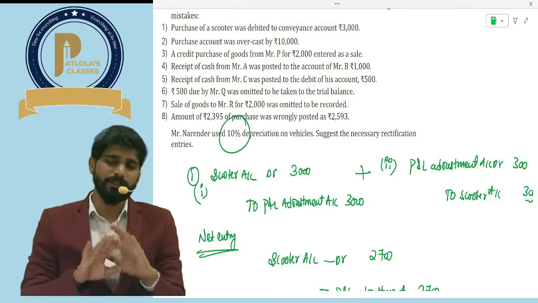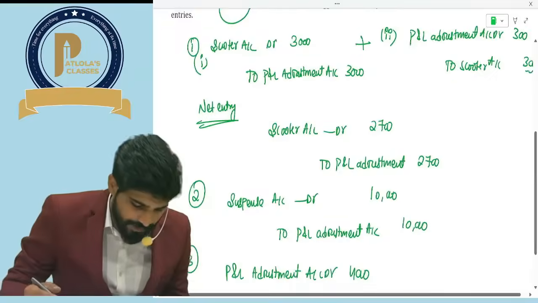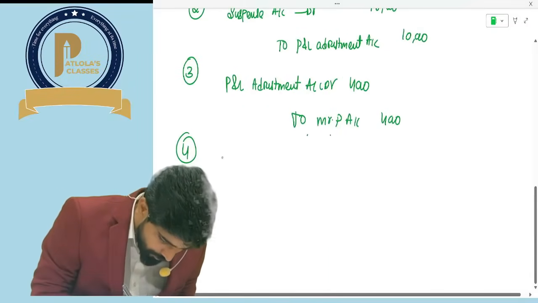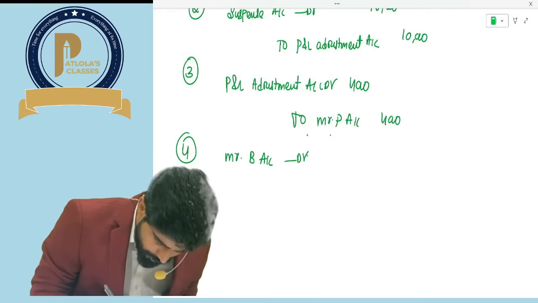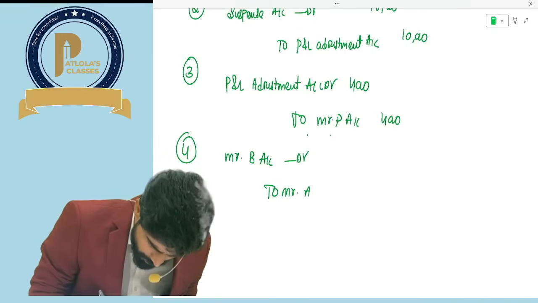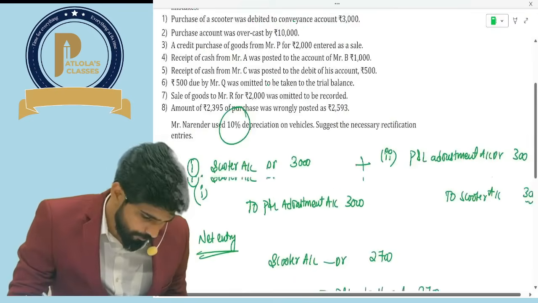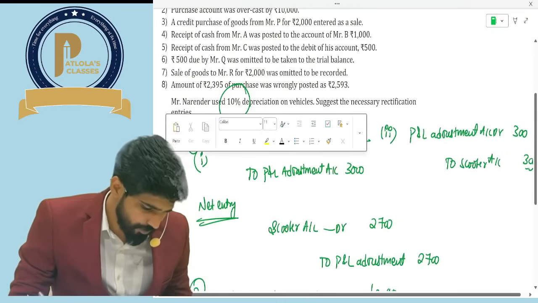Nothing called suspense, nothing called P&L adjustment. So entry will be Mr. B account debit to Mr. A account. How much is the amount? Amount is 1000 rupees.